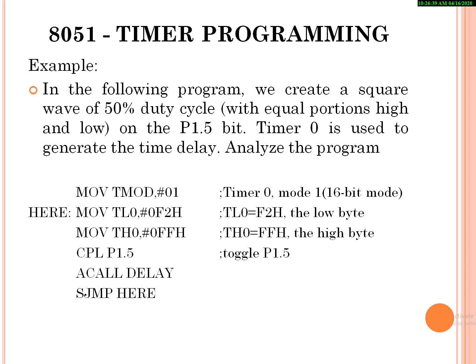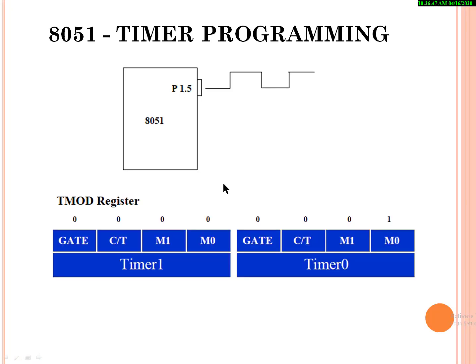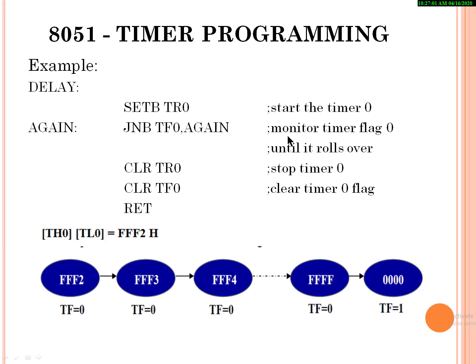Here an example is given. We have to create a square waveform of 50% duty cycle on pin P1.5 of the microcontroller. So on this pin P1.5, we have to continuously produce a square waveform with 50% duty cycle. Right? For that we have to write a program.